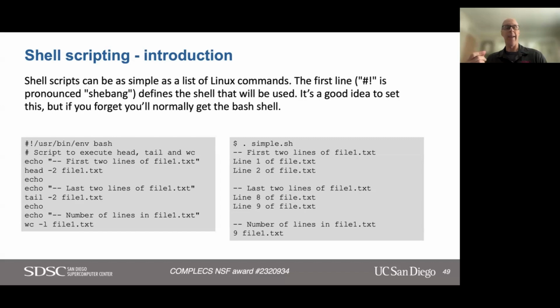So when I execute this, you'll see that I get listing first two lines of the file 1.txt, followed by line 1 and line 2, then the last two lines of the file 1.txt, lines 8 and 9, followed by the number of lines. So again, all we were doing here was using echo to print out strings, and head, tail, and wc to get some information about the file. But I took all of this and I just combined this into a single package.